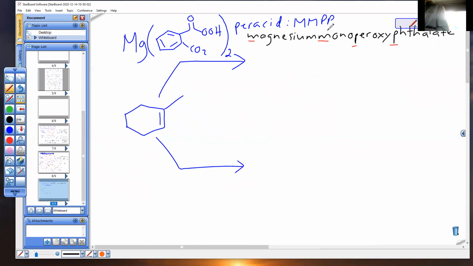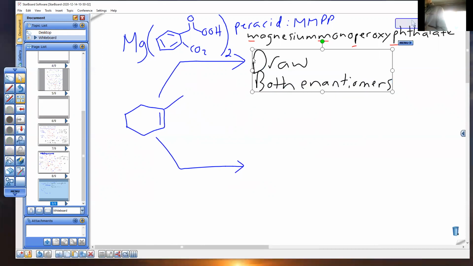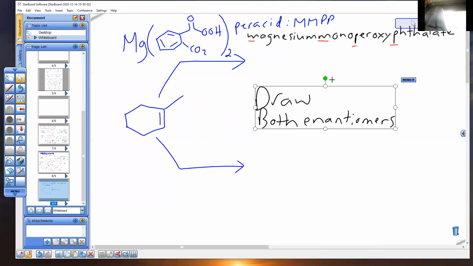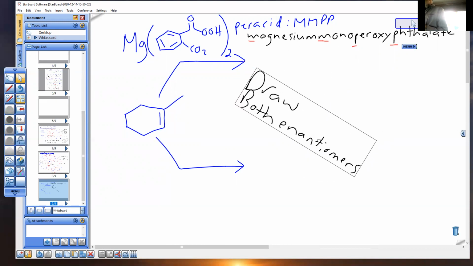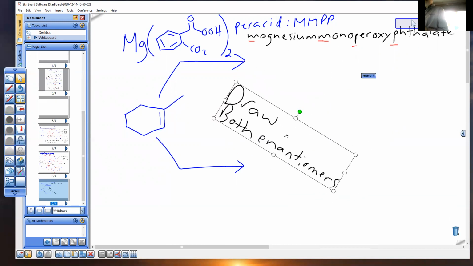So we should be able to predict the product, draw both enantiomers. We'll make this into an exam type problem. Draw both enantiomers. In fact, I'll just put that here. It's going to be the same per acids here.